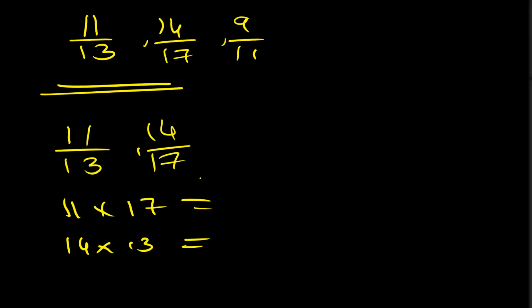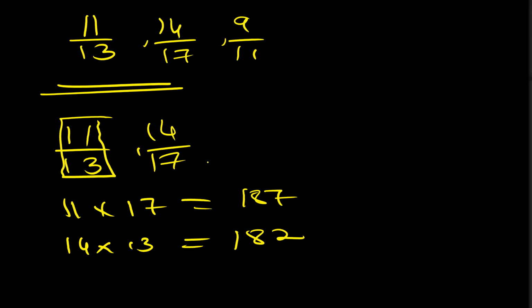11 into 17 is very simple, as it is a multiple of 11. You write the first number, the last number, and add those two numbers in the middle, which gives 187. For the second one, 14 into 13 is 182. Now, when I compare these two, I know the first fraction, 11 by 13, is the greatest fraction, and 14 by 17 is the smallest one. I came to know that this is greatest and this is smallest.